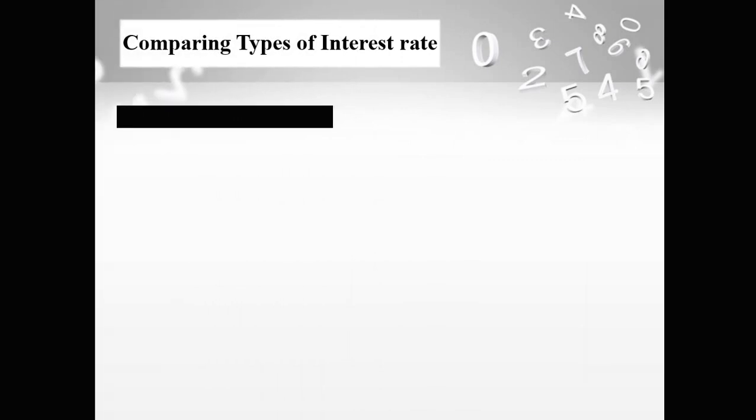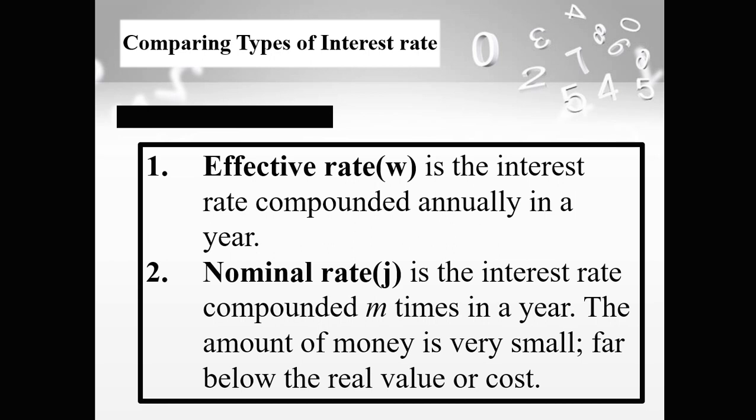Okay, so let's start with comparing types of interest rate. Number one, we have effective rate represented by small letter W. It is the interest rate compounded annually in a year. While the second one, we have the nominal rate represented by small letter J. It is the interest rate compounded M times in a year.